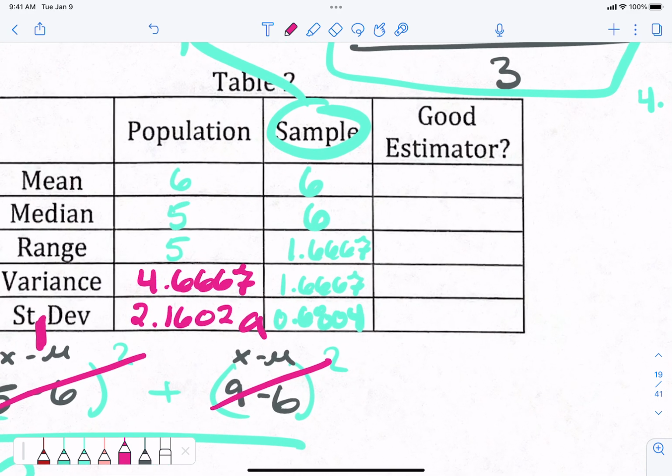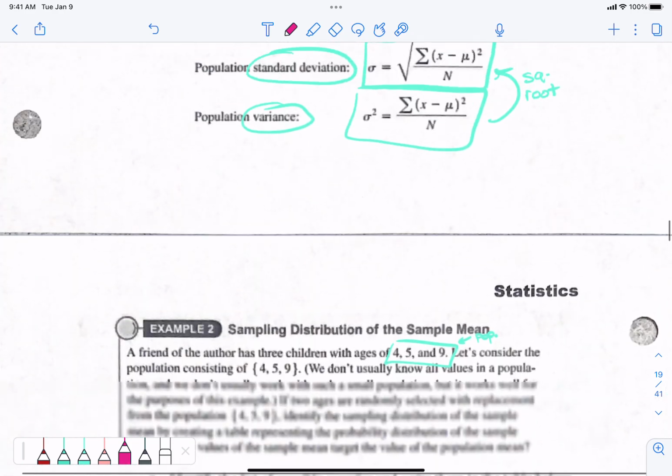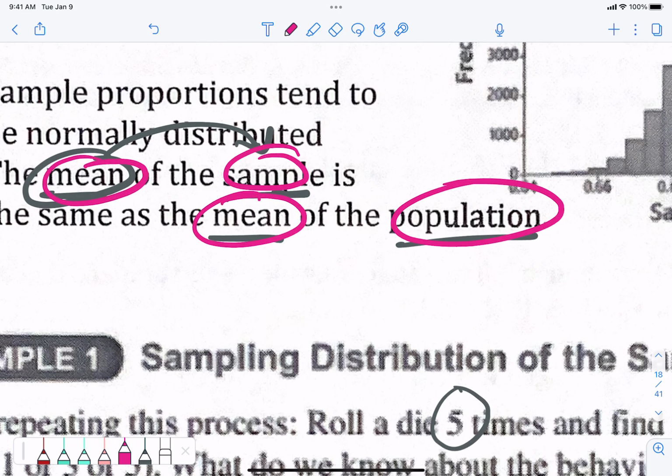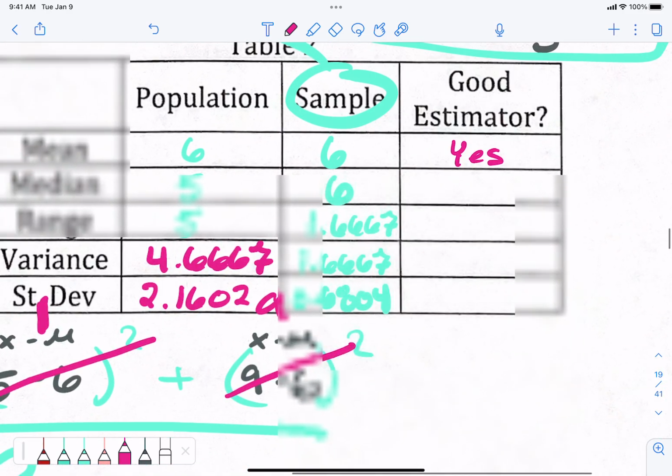So the mean and the median. Okay, the mean was a good estimator. It was the same, right? So they say, yes, this is a good estimator for this sample. Is it always going to be a good estimator? Well, they set up at the top of our notes that the mean of the sample is the same as the mean of the population. It's going to be about the same. The mean of the sample should be about the mean of the population.